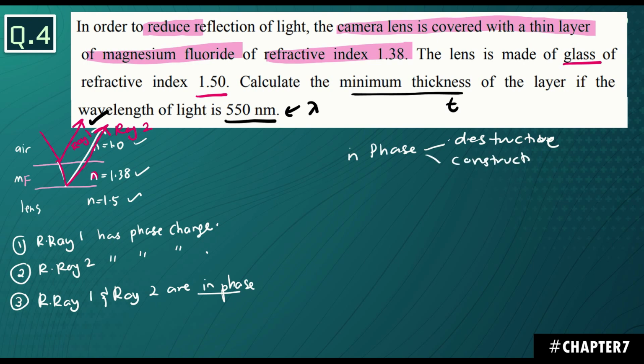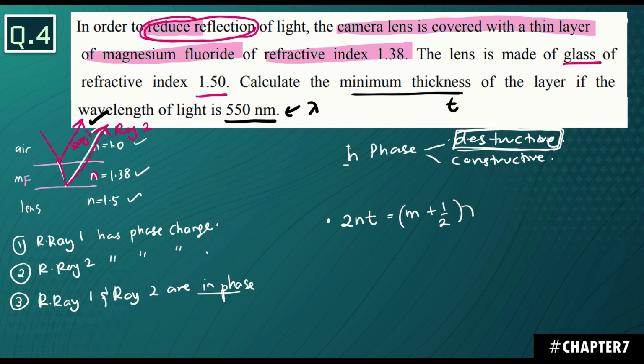We need to choose, as we only use one equation. In this case, it doesn't mention whether our case is constructive or destructive, but we have a phrase with hidden meaning, that is reduced reflection. When it says reduced reflection, this is the case of destructive interference. So the equation we are supposed to use is 2t = (m + 1/2)λ. In phase, destructive: m plus half lambda.